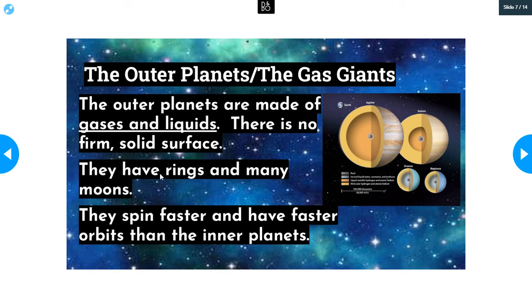They have rings and many moons. And they spin faster, so their day is a lot shorter than our day. And they actually take a lot longer to go around. Like Jupiter takes 4,333 Earth days to complete 1 year on Jupiter. So quite some time. They've got a lot more space to cover.